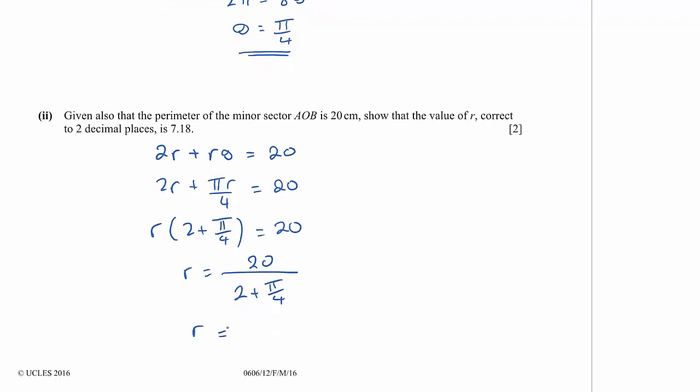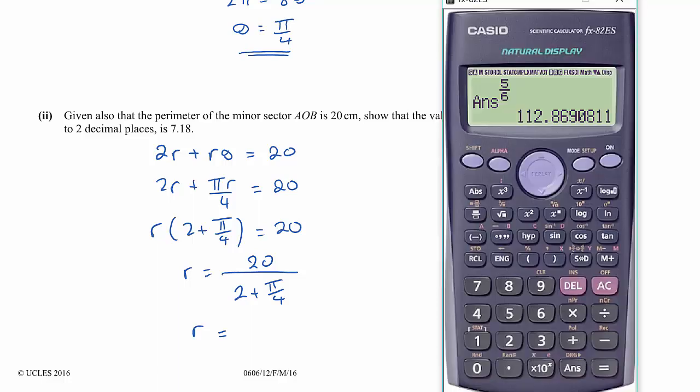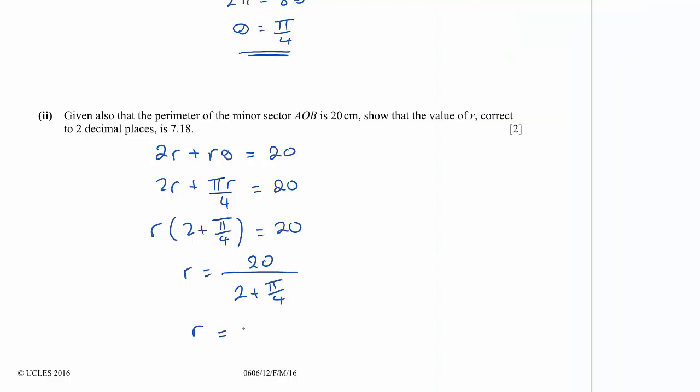Let's calculate that, and let's hope it's around 7.18. So we have got 20 over 2 add pi divided by 4, and it's 7.180 and so on, which is 7.18, correct to 2 decimal places, which is exactly what we wanted.